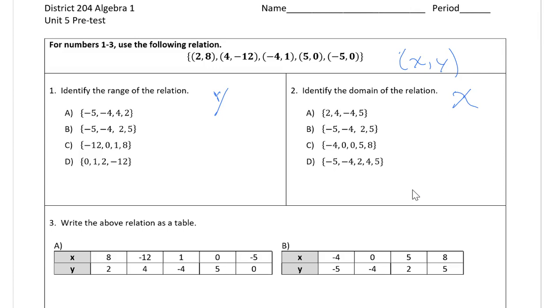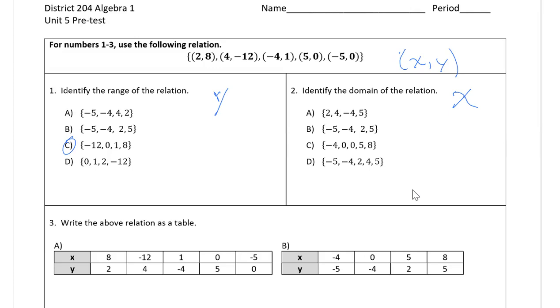So if I'm looking for my range, I'm looking at the values of 8, negative 12, 1, 0. And again, we have the repeating 0, but we don't need to list it twice. So our answers are given in increasing order. So if I look here, I have a negative 12, 0, 1, and 8. So C is my correct choice.